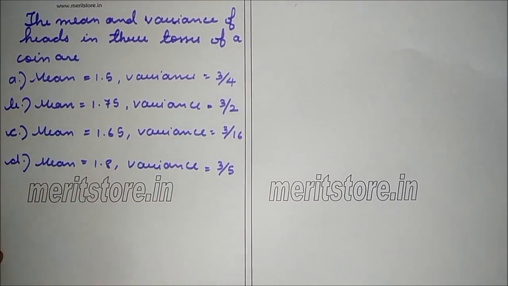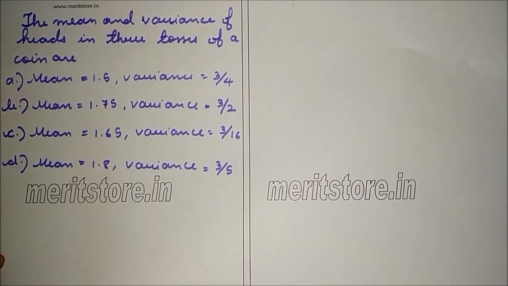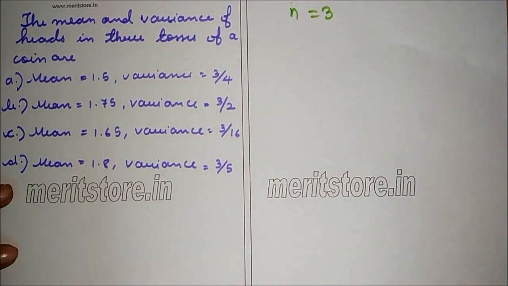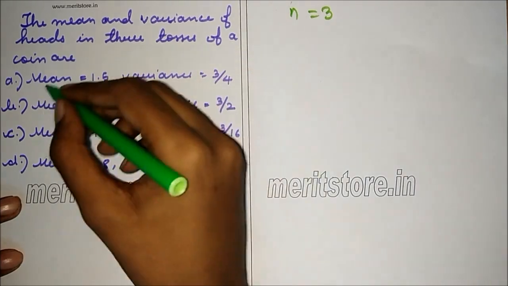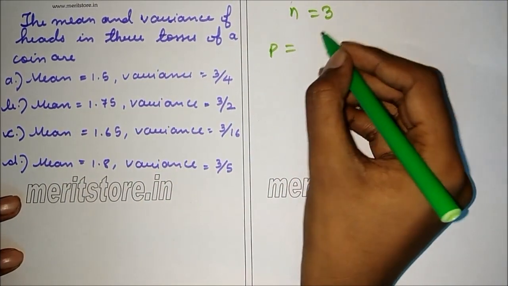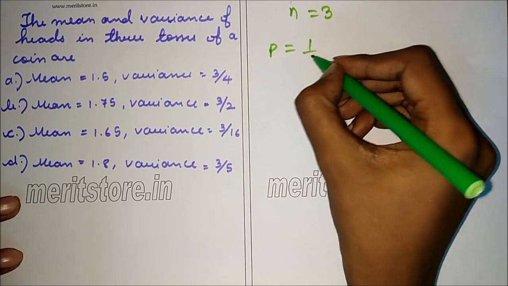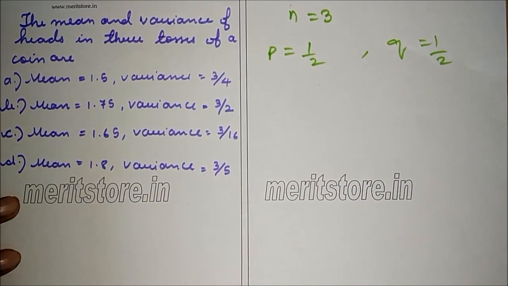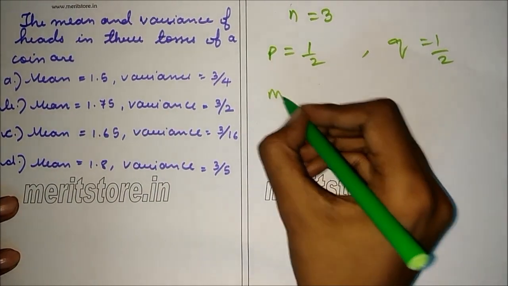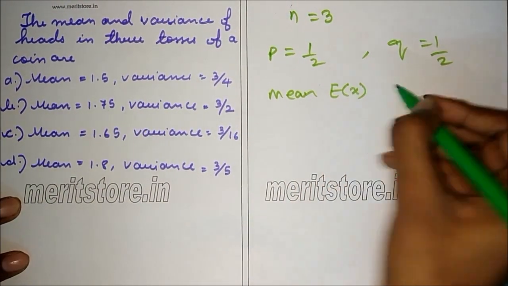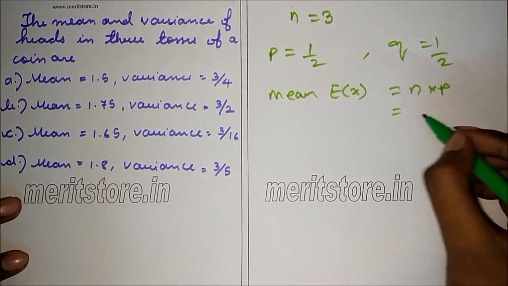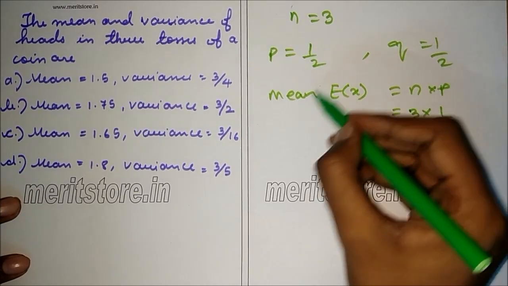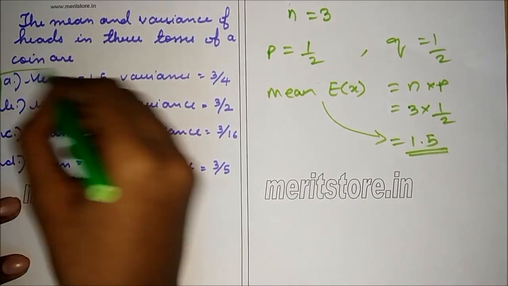The mean and variance of heads in 3 tosses of a coin are, so we are given n is equal to 3 tosses of coin. We assume it to be a fair coin, so p will be probability of getting a head, so this will be half, and q is also half, that is probability of getting a tail. So we are supposed to find mean and variance. So mean is given by E of x, which is equal to n into p, which is equal to 3 into half. This is equal to 1.5. So mean is 1.5. So the answer is A, 1.5.